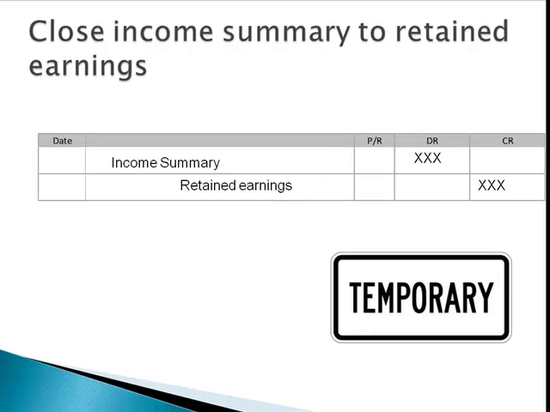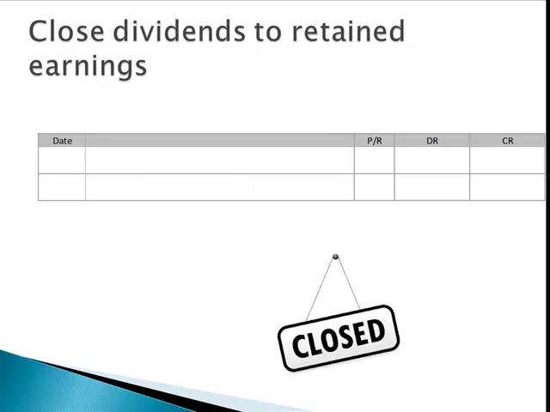Fourth step, and remember that income summary is very temporary. It's only open for 3 transactions. The fourth step is to close dividends to retained earnings. Dividends are always debited. Remember, they're part of equity, except when we're closing them out. So when we're closing them out, we're doing the opposite of everything. So here we're going to debit retained earnings and decrease retained earnings and credit dividends. Okay, wiping them out.